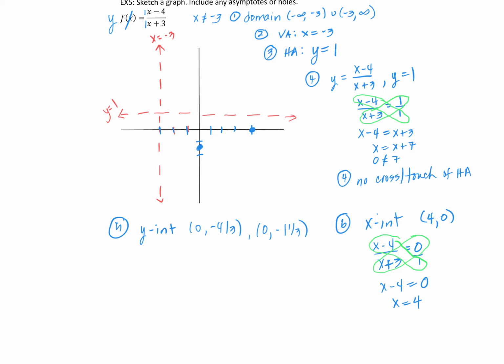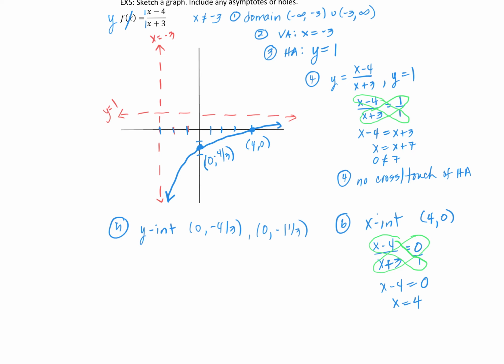Because I know that there's no cross-touch of my horizontal asymptote, I know my graph will have to follow it underneath. And I know my graph always follows the vertical asymptote, so I'll just make a smooth graph. You can get more points if you want, but remember, we're just sketching. It's always nice to label these points as well. So I know this is the point (4, 0). And then this was (0, -4/3).